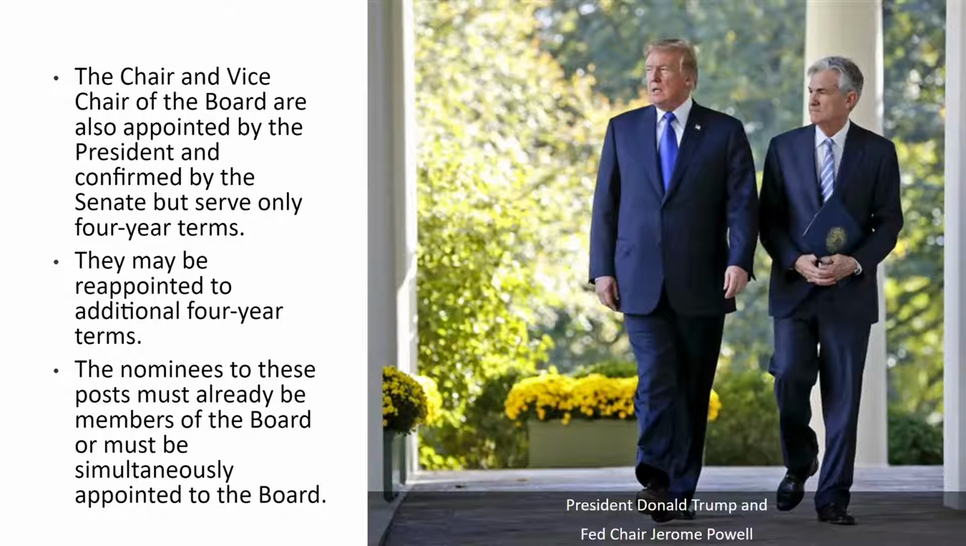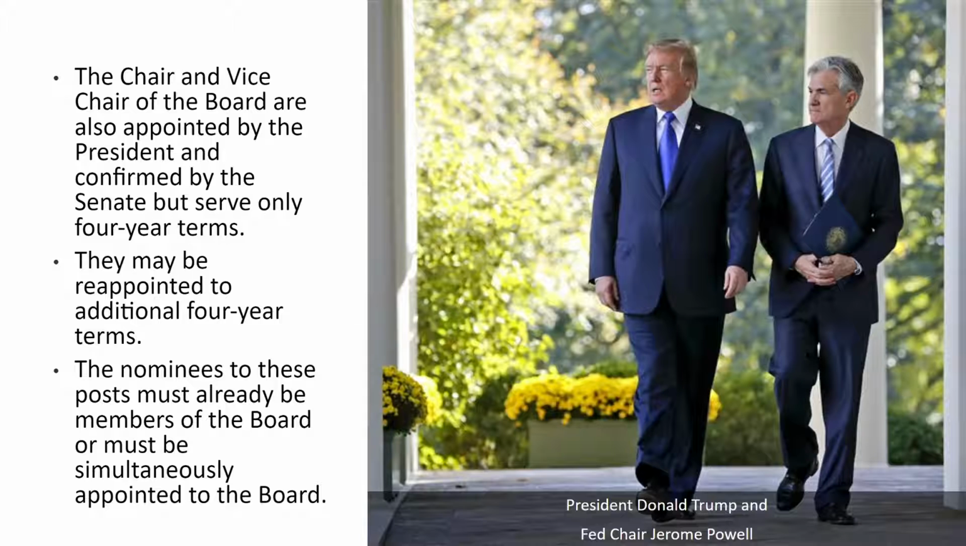or they have to be simultaneously appointed to the board. Meaning, let's assume that Jerome Powell was already on the board of governors, and then when President Trump is elected, he elevates him to the position of chairman of the Federal Reserve. Or, let's assume there was a vacancy on the board of governors, and President Trump appoints someone to fill that vacancy and also makes that person the chairman. So they would serve for 14 years as a governor of the board, but they would be the chair for 4 years. Now they can be reappointed depending on the president.